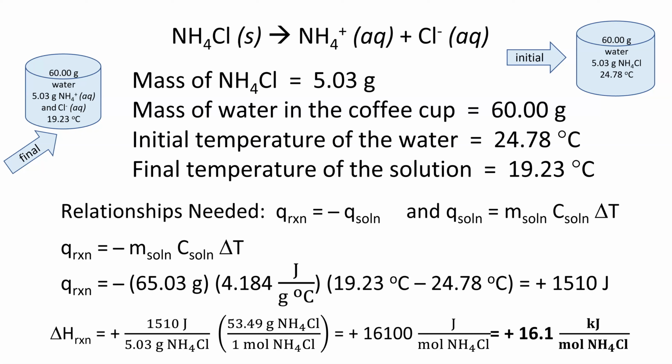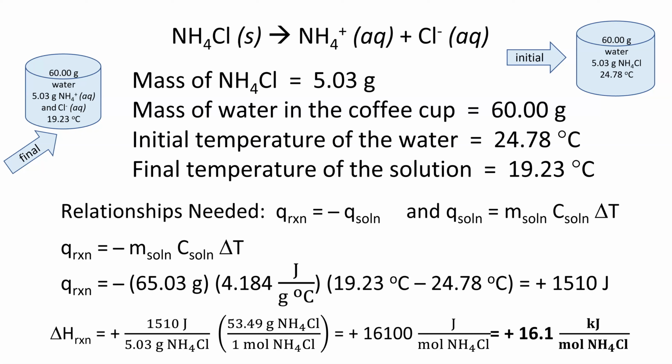So we used 5.03 grams of NH4Cl, right? So that's going to be in the denominator of our delta H expression there. But we need it, of course, in moles because that's just the way we roll in chemistry. So we need the molar mass of NH4Cl, so we can figure that out from the periodic table and go ahead and make our conversion. And we'll end up with a pretty big number of joules per mole.